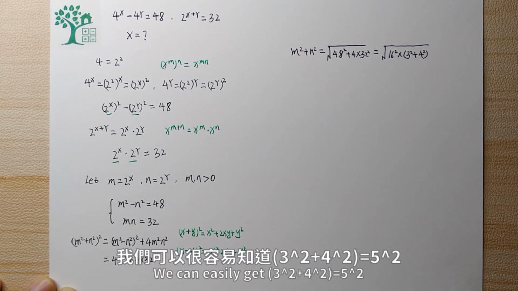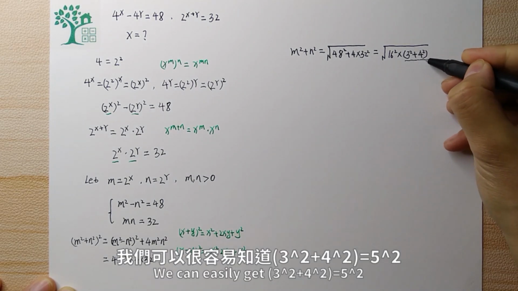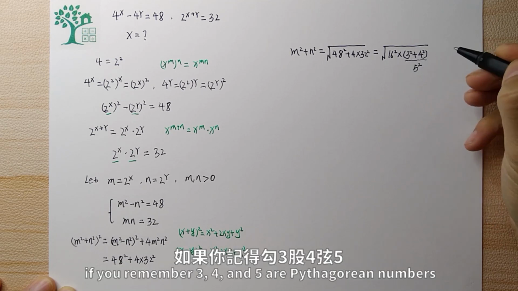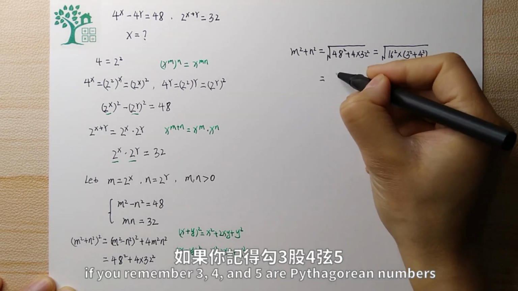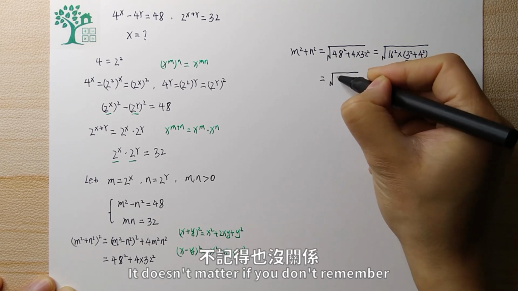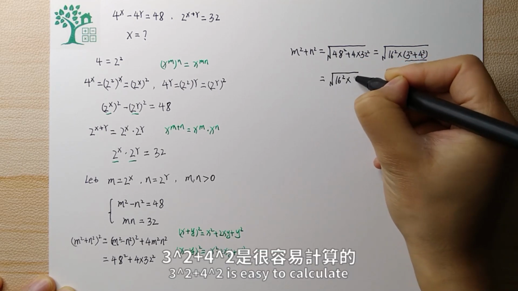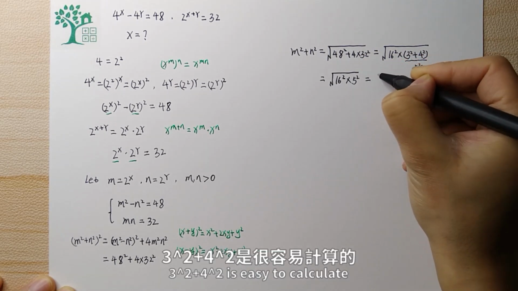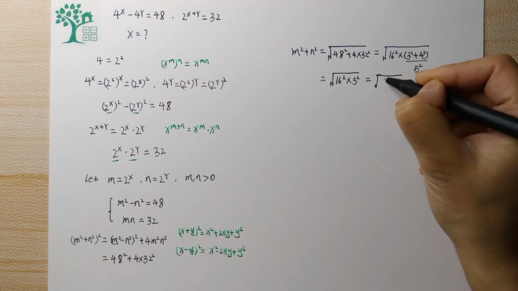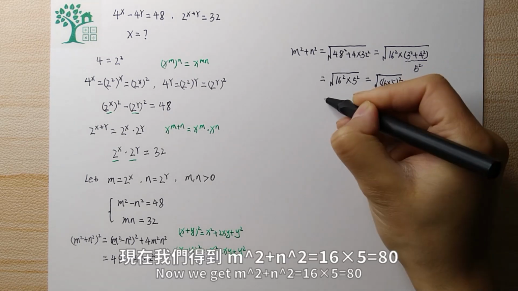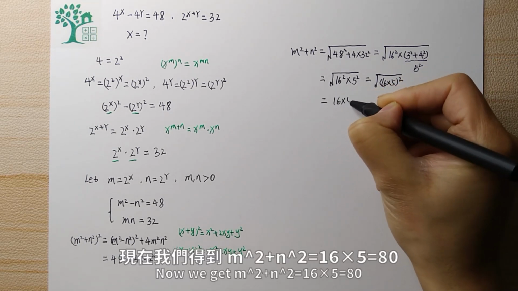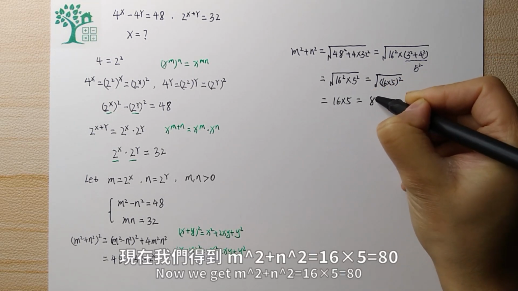We can easily get 3 squared plus 4 squared equals 5 squared if you remember 3, 4, and 5 are Pythagorean numbers. It doesn't matter if you don't remember, 3 squared plus 4 squared is easy to calculate. Now we get m squared plus n squared equals 16 times 5 equals 80.